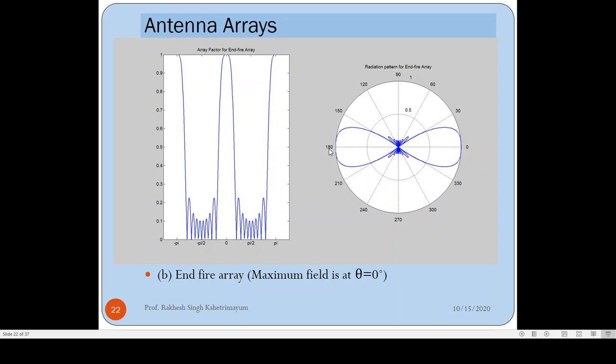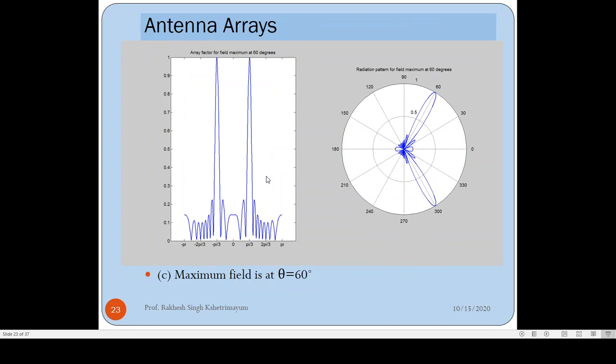Let's say if I want to have an end-fire array, then what should be the condition? The condition is that alpha is equal to minus beta d. If I give alpha is equal to minus beta d, I will have a maximum radiation along theta is equal to 0. You can see that we have maximum radiation at theta is equal to 0 and theta is equal to pi. So this kind of radiation pattern is called an end-fire radiation pattern. Even for the polar plot also, you can see that at 0 and pi, you have a maximum radiation pattern.